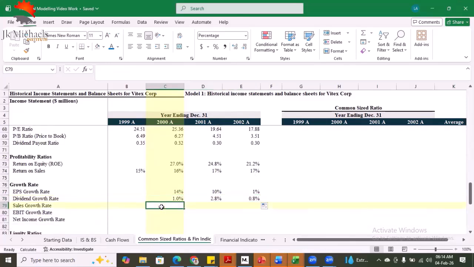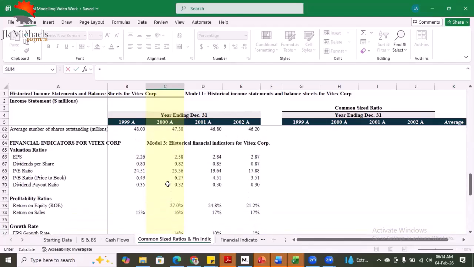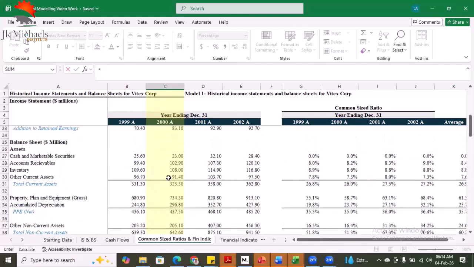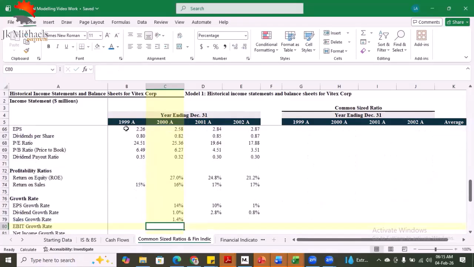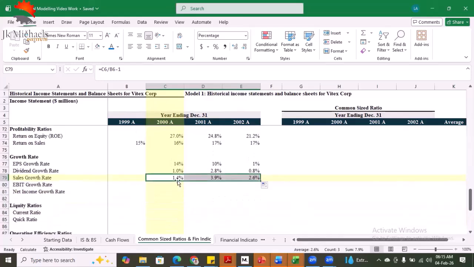And then we have sales growth rate, which will be our sales current period divided by the previous period minus 1. Of course, you can see that we cannot do it for the 1999 year because we have only a current period. We do not have a previous period of 1998. So that value is not given, so we can only calculate based on what we have been given.